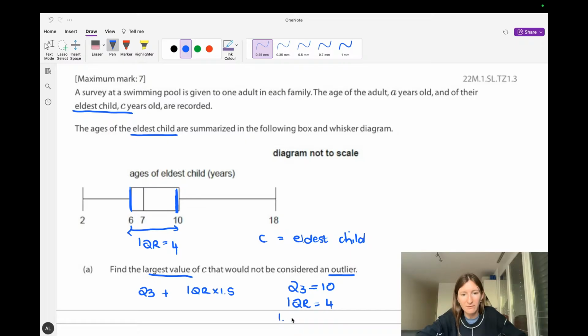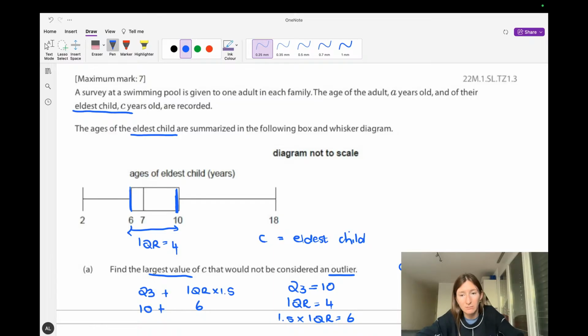And 1.5 times my IQR is 6. 4 times 1.5 is 6. So I need to do my quartile 3, which is 10, plus IQR times 1.5, which is 6. So the largest value of C must be less than 16, because once it is 16, it's considered an outlier. But we want less than 16.